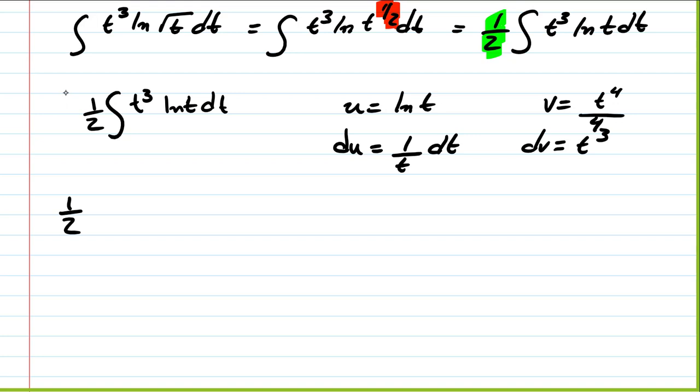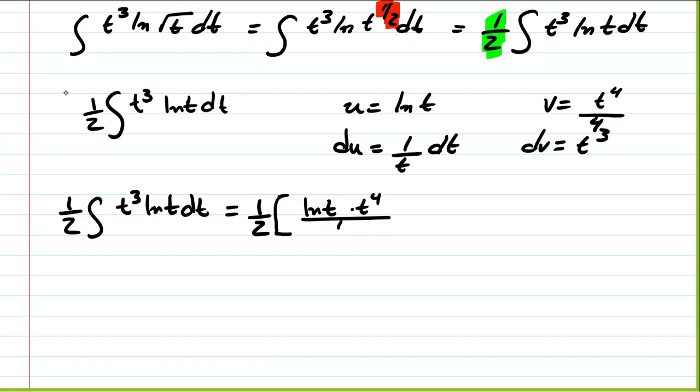So 1/2 times the integral of t cubed natural log of t dt is equal to, well, we have the 1/2 that is out in front of everything, and then we have u times v, so we're going to get the natural log of t times t to the 4th all over 4 minus the integral of v du. And for that, we have the integral of t to the 4th over 4 times 1 over t dt.